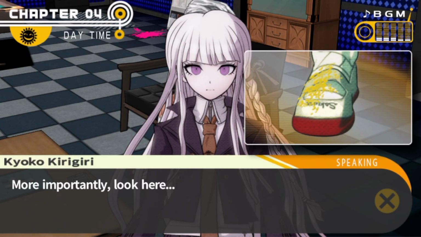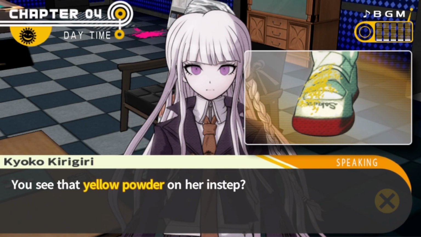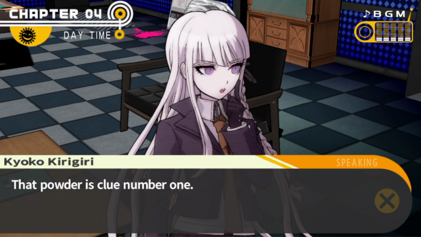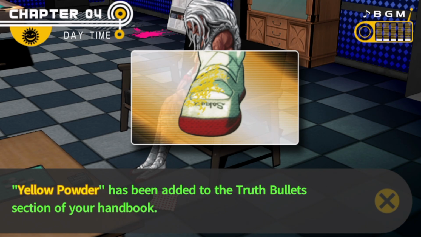Hey, more importantly, look here. Her shoes? Correct. You see that yellow powder on her instep? Yeah, it really stands out. I see. That powder is clue number 1. Oh, did she step in the powder herself?